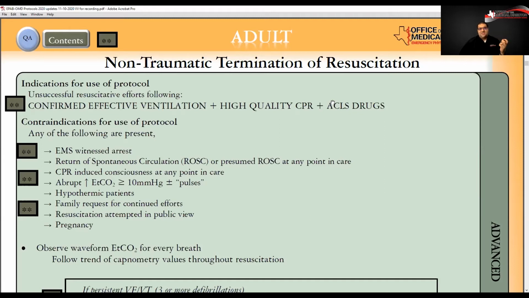There's a few things to keep in mind, though. If you spend 20 minutes trying to achieve ventilation and then 2 minutes afterwards say, well, we got our ventilation, but the patient still didn't come back, let's go ahead and do termination now. That's not really the goal here, right? So the goal is that they need to have some prolonged period of confirmed effective ventilation. That's partly why our goal should be to manage that airway effectively earlier on in the case, rather than spending the entire arrest trying to work on the airway. So again, confirmed effective ventilation as documented by a standard CO2 waveform, plus high quality CPR, plus ACLS drugs.